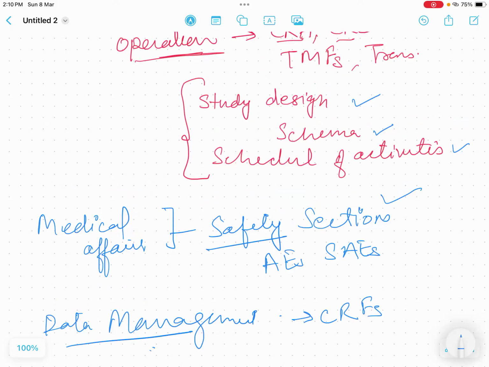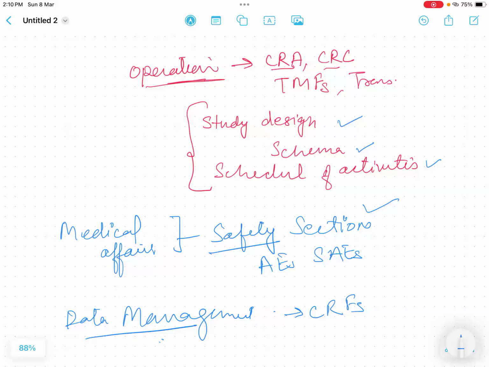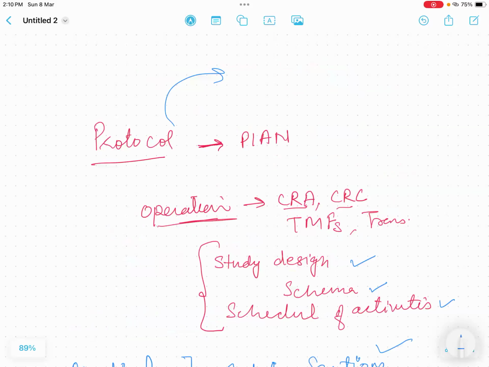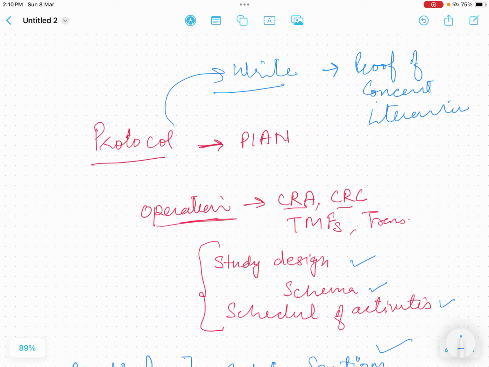But how about the medical writer? Medical writers write this protocol. From what source documents do they write? They write from your proof of concept. They get literature. What else do they get? They have an investigator's brochure. These are the documents they have when they are writing a protocol.